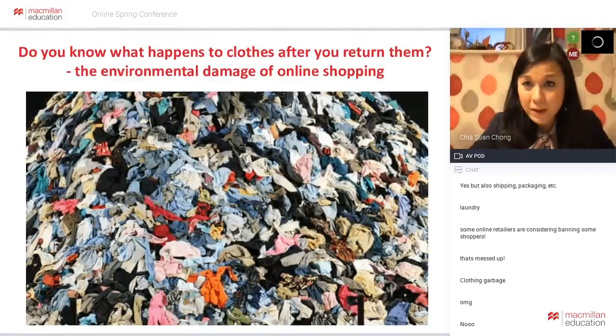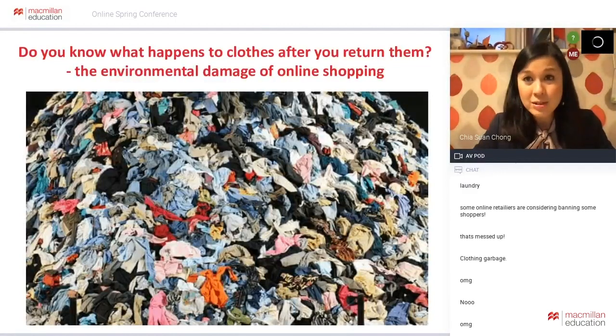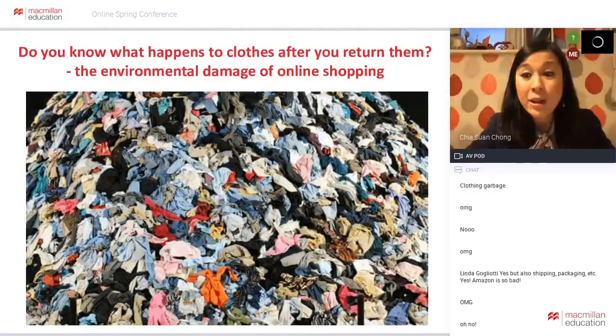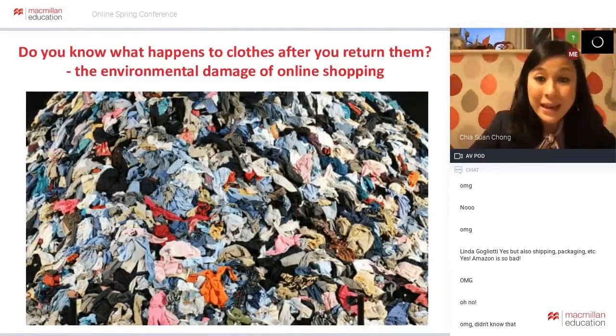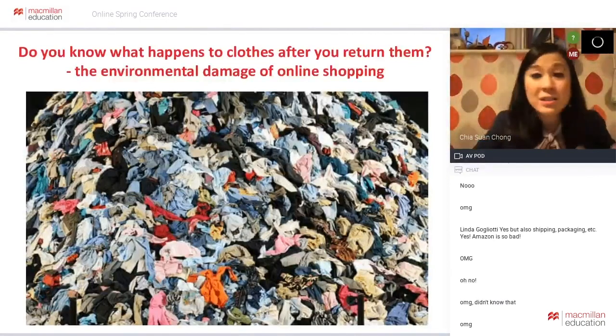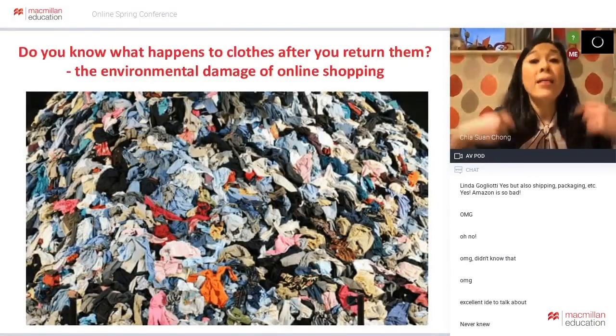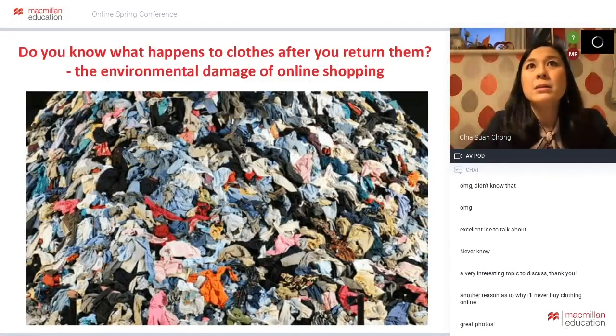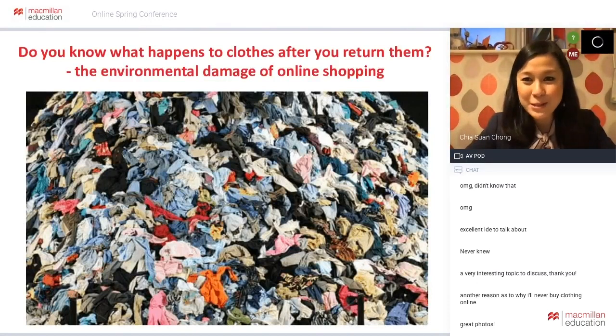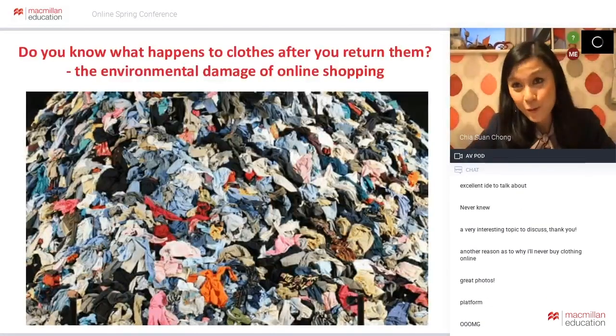A huge topic that we could really get students into. There's a lot of reading material online that you can use to get students doing reading practice. You can then turn it into a debate, a discussion, advantages, disadvantages of online shopping, the environment, and it can be a great starting point for a lot of discussions about the environment, just starting with a photo.